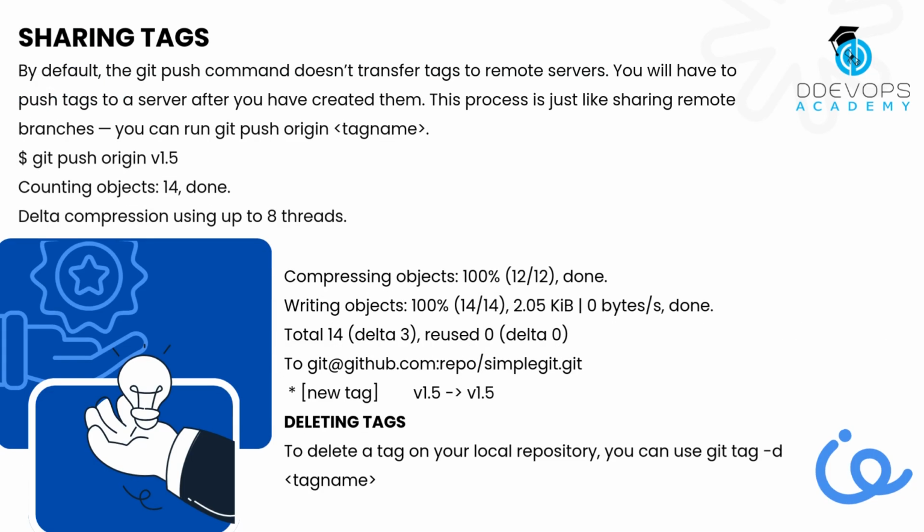By default, Git doesn't push tags to remote repositories. To share a tag, use git push origin with the tag name. This sends the tag to your remote server, just like pushing a branch. For example, git push origin v1.5 makes the tag available to your team. To delete a tag locally, use git tag -d. This removes the tag from your local repository. But remember, if it's already pushed, you'll need to delete it remotely too.